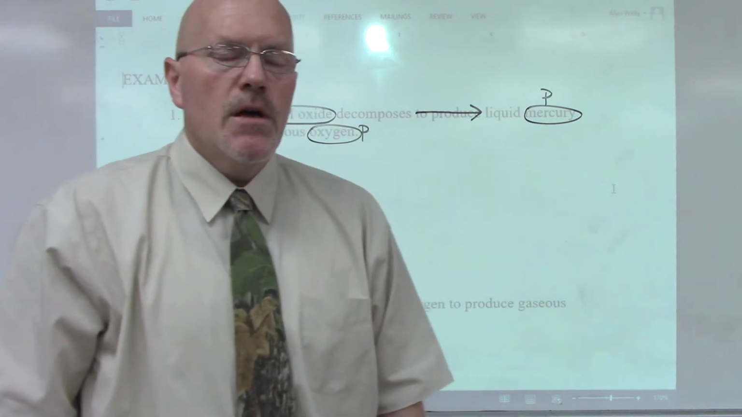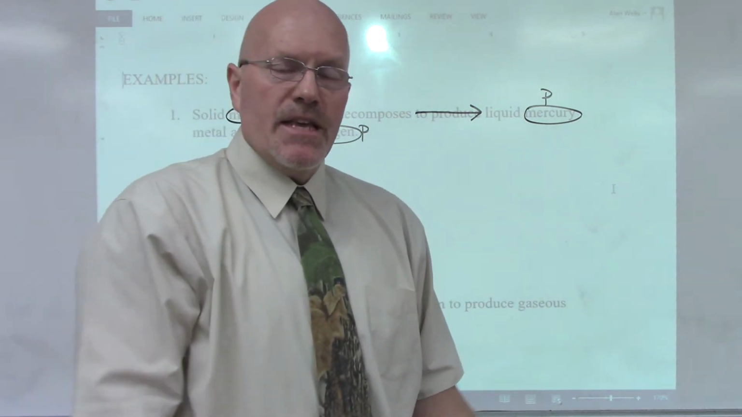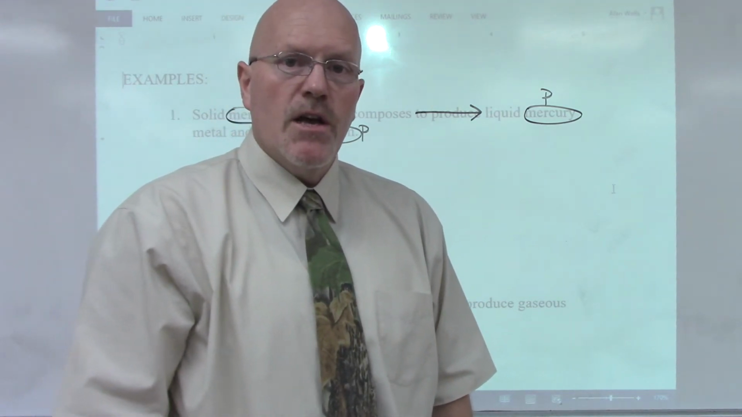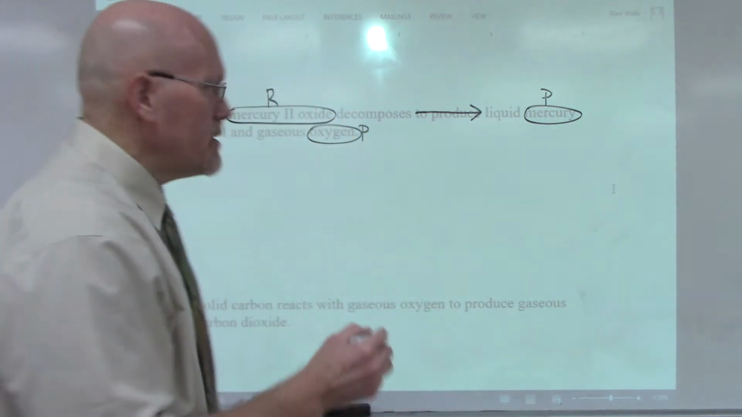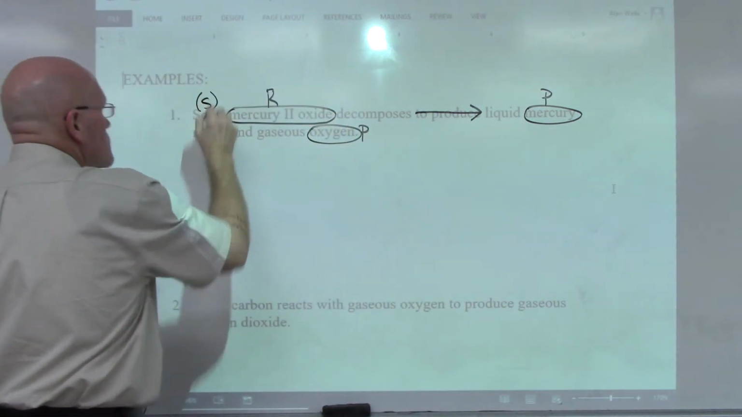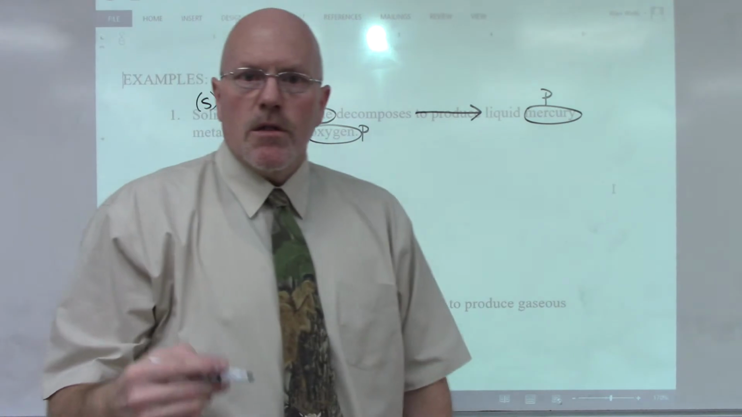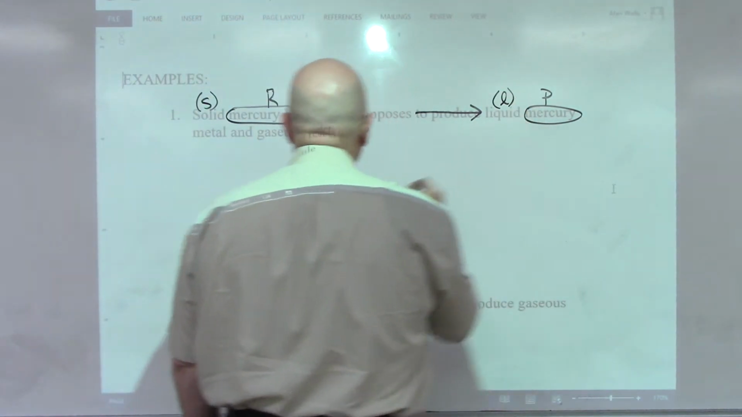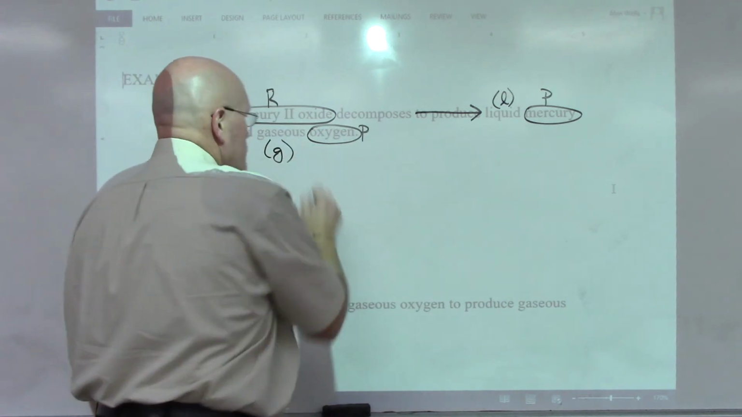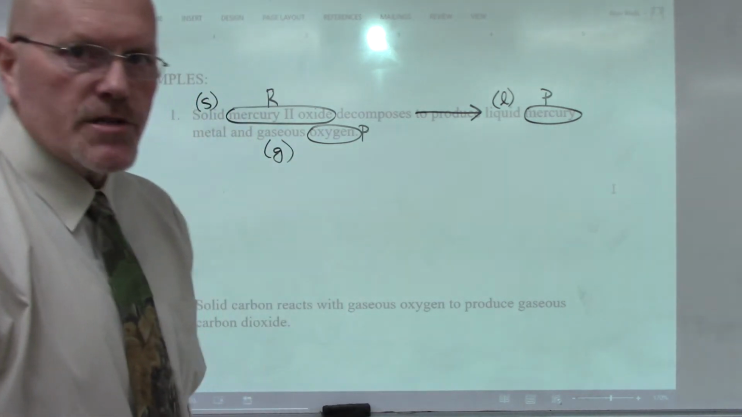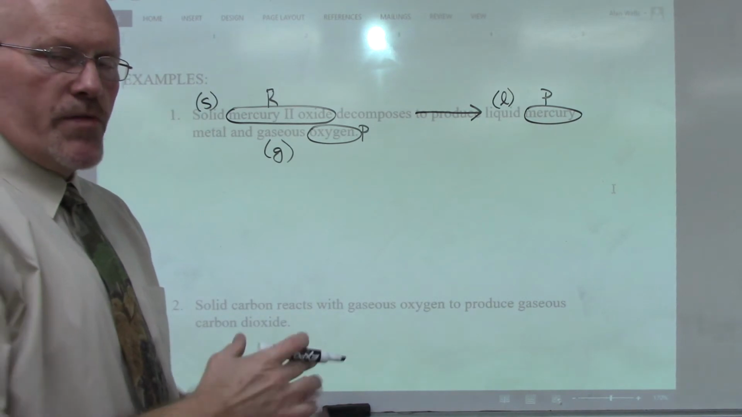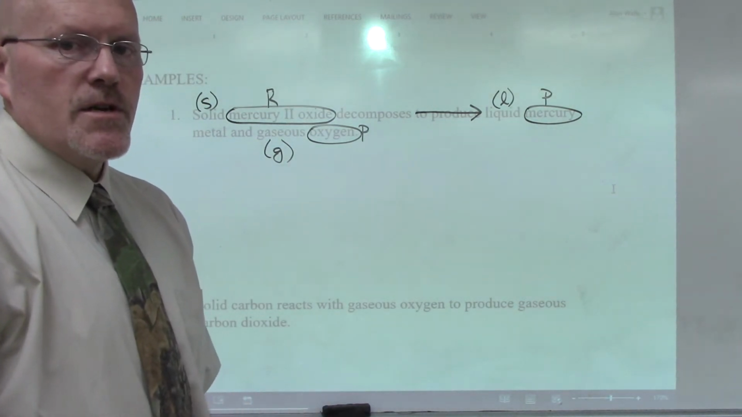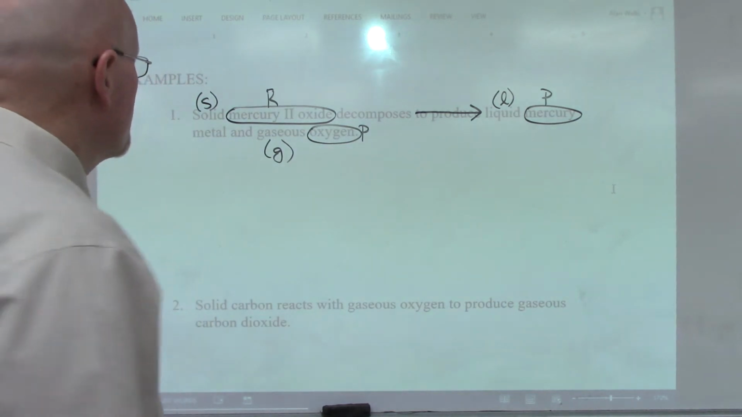In this case, it gives us the phases, so I'm going to go ahead and label the phases with subscripts. We know it's solid mercury 2 oxide, liquid mercury metal, and gaseous oxygen. So now with this diagram of the sentence, I have everything I need to write the equation. So let's go ahead and write it then.